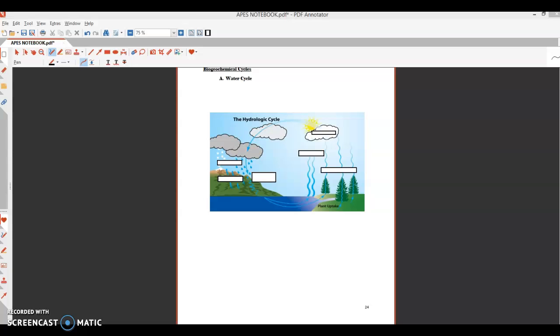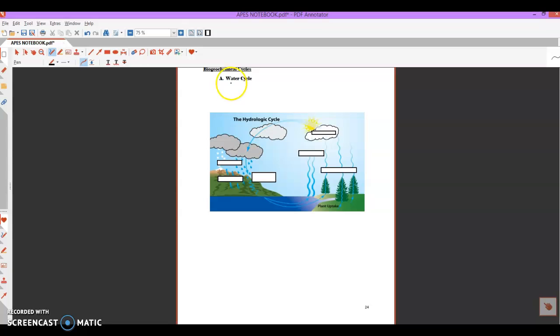So the term biogeochemical refers to the living, the earth, and chemical components of these cycles. And they're called cycles because these particular elements cycle throughout the system and are used over and over again. So I wanted to start off with the water cycle. I'm fairly sure that you guys have learned some of the components of the water cycle in previous years. So some of these terms you already know, and then some of them might be new to you.